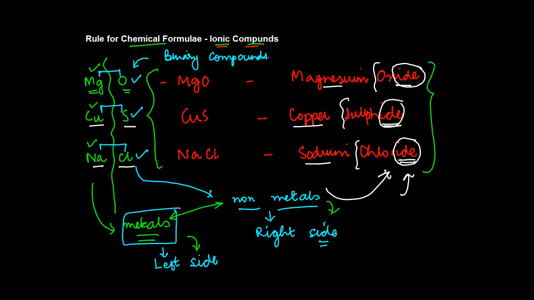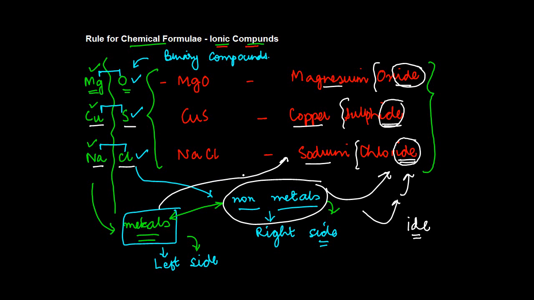You don't say sodium chlorine, you say sodium chloride. You don't say copper sulfur, you say copper sulfide. Not magnesium oxygen, magnesium oxide. So the name of the non-metal in all these cases has changed with the ending of IDE, whereas the name of the metal remains as it is. Magnesium remained magnesium, copper remained copper, sodium remained sodium. So these were some of the simple rules for writing the chemical formulas of an ionic compound.